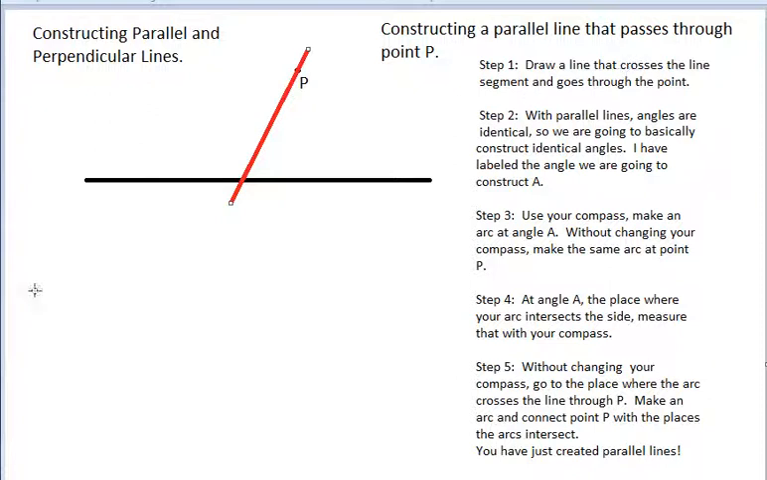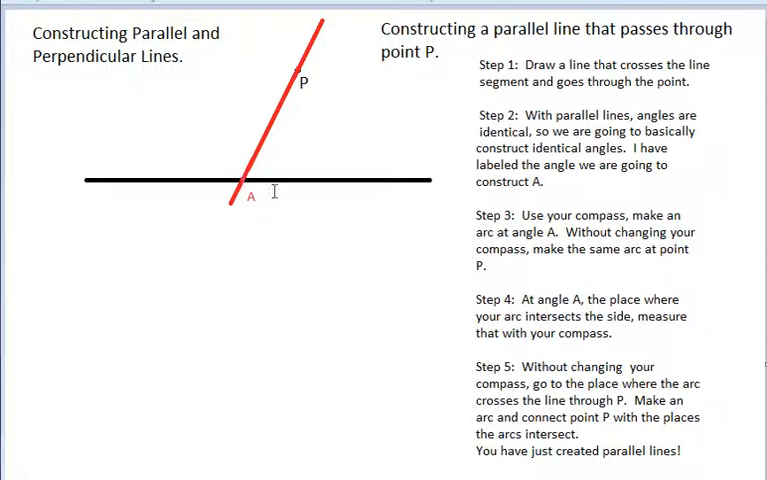So I've done the first step now. Step 2, with parallel lines, angles are identical. So this angle right here is going to be identical to this angle up here, and I'm actually going to end up constructing parallel lines with identical angles. So I'm going to label this angle down here A. You can see my red A, we'll call that angle A.